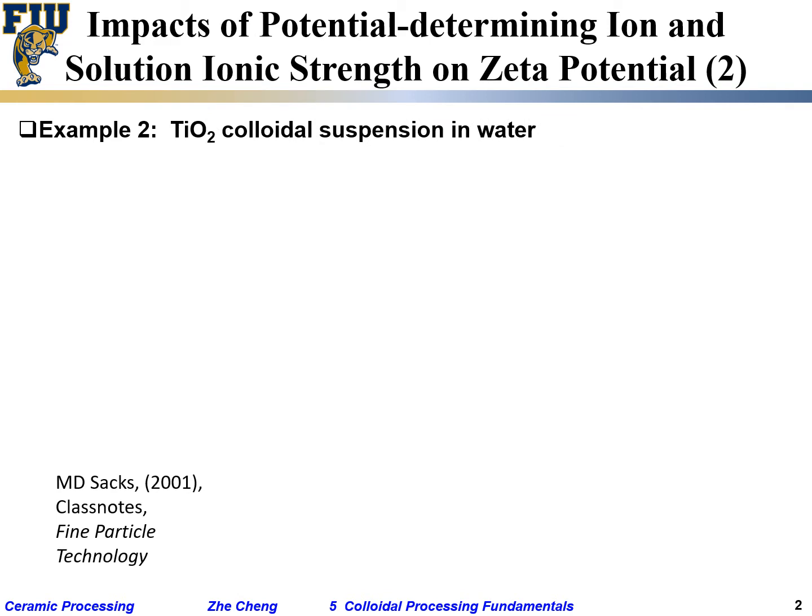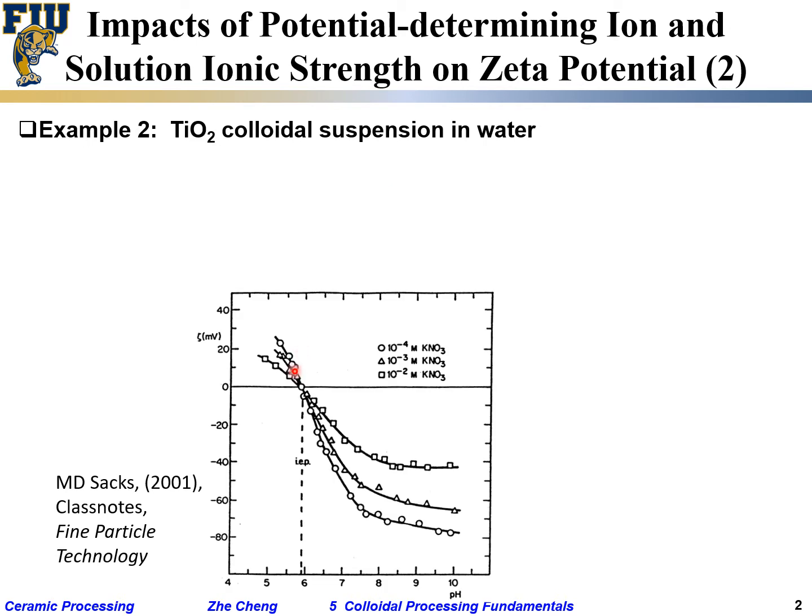Okay. Let's look at another example, which is titanium dioxide colloidal suspension in water. In water, because that's the most common solvent, cheapest one. Okay. Here we are showing still what? Zeta potential against pH. Okay. Zeta potential is 0, means okay, highly agglomerated. And then we have different what? Supporting electrolyte concentration. But generally still, as we mentioned, the pH becomes lower, the zeta potential becomes what? More and more positive.